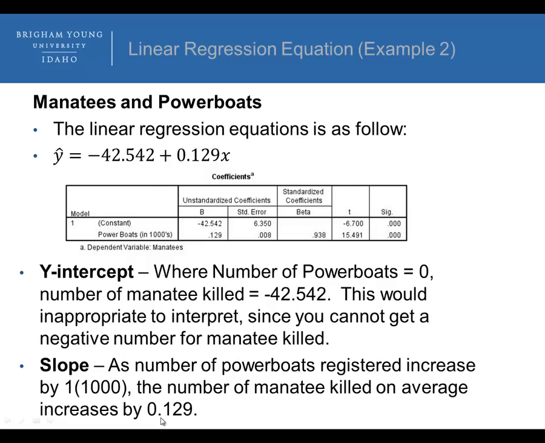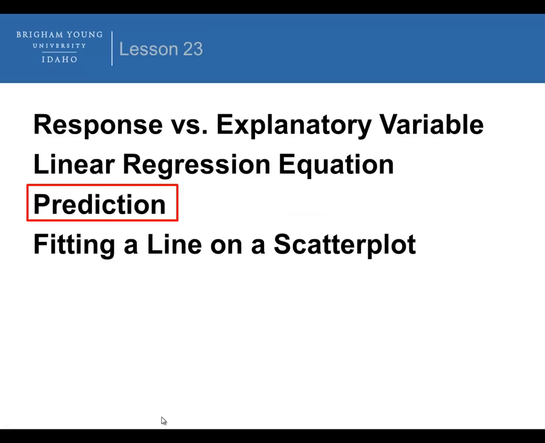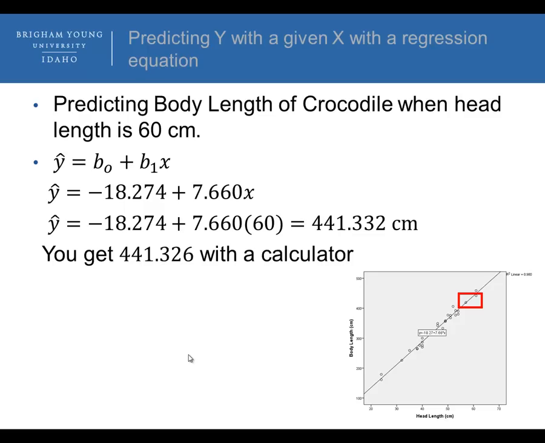Okay. So now, with that, we can do some predictions. We can predict a y variable based off of an x variable, or we can predict a response variable based off an explanatory variable. And what do I mean by that? Well, let's go through a couple of examples.